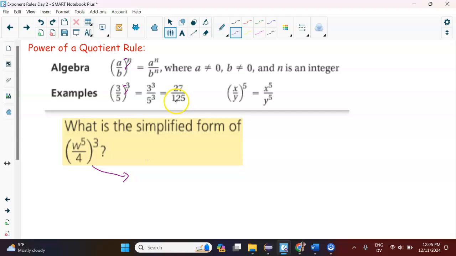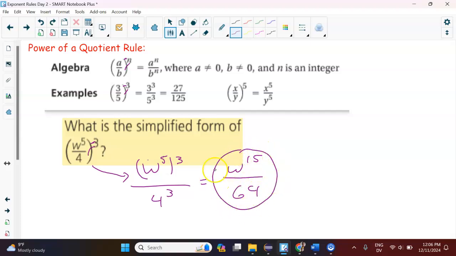5 cubed is 125. Okay, so looking at this slightly more advanced example here, we would take a w to the 5th and put that to the 3rd power over 4 to the 3rd power. So in that way, this 3 got sort of distributed to both the numerator and the denominator. Okay, and then using our power of a power rule here, this would become w to the 15th, multiply the 5 and the 3, and then 4 cubed is just 64. So this cleans up to be w to the 15th over 64.